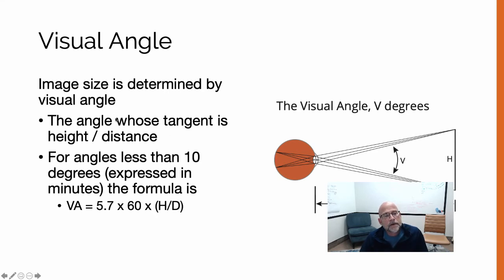The visual angle is calculated by the angle whose tangent is height over distance. And you can calculate it this way: visual angle is 5.7 times 60 times height over distance. So here's the height, here's the distance, and the visual angle is 2 times the arc tangent of the height divided by 2 times the distance.